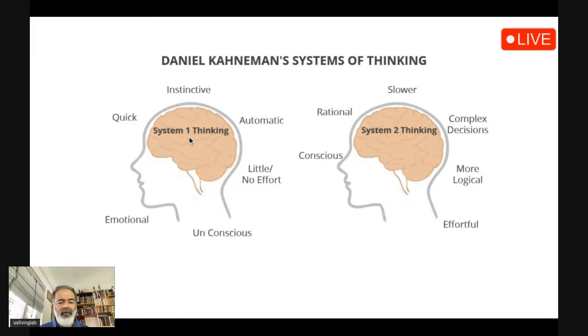The System 1 thinking process is quick, instinctive, automatic, without any effort, mainly unconscious, and emotional. These are the main aspects of System 1 thinking. Think about System 2 thinking. It's slower, complex decision making, rational, conscious, logical, and effortful. These are the two aspects of thinking. How do these two thinking processes merge? That's what we are discussing now.